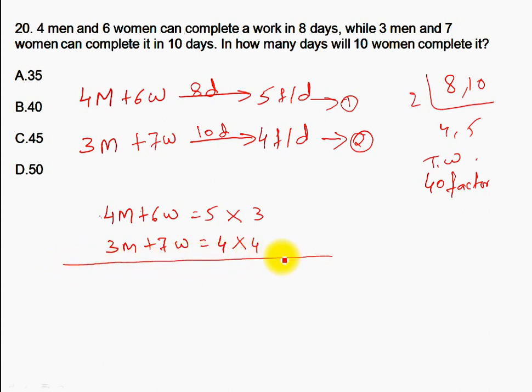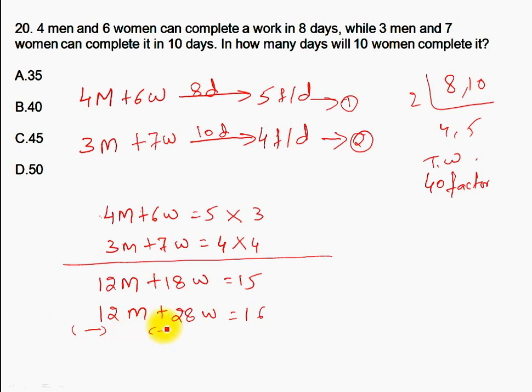So if we rewrite the equations, it will come out to be 12 men plus 18 women is equal to 15, and 12 men plus 28 women is equal to 16. Now subtract. Minus plus values will become minus, so the men will get cancelled. Minus 10 women is equal to minus 1. Minus minus will get cancelled. So now we know the value of 10 women is 1 factor.